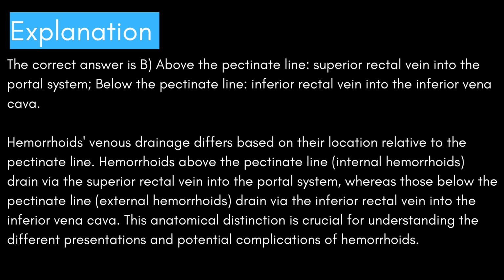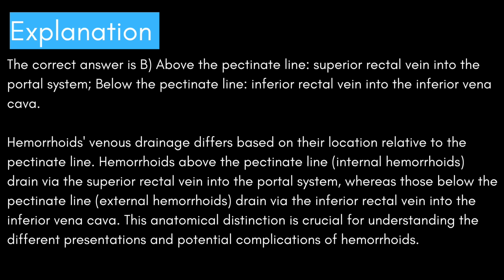Hemorrhoids' venous drainage differs based on their location relative to the pectinate line. Hemorrhoids above the pectinate line, internal hemorrhoids, drain via the superior rectal vein into the portal system, whereas those below the pectinate line, external hemorrhoids, drain via the inferior rectal vein into the inferior vena cava. This anatomical distinction is crucial for understanding the different presentations and potential complications of hemorrhoids.